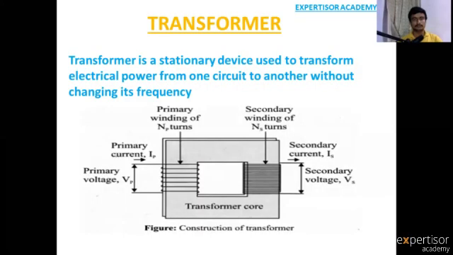In this video, we discuss the transformer. We see the definition of the transformer. Transformer is a stationary device used to transform electrical power from one circuit to another without changing its frequency.